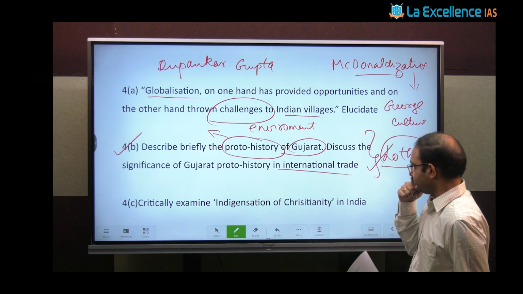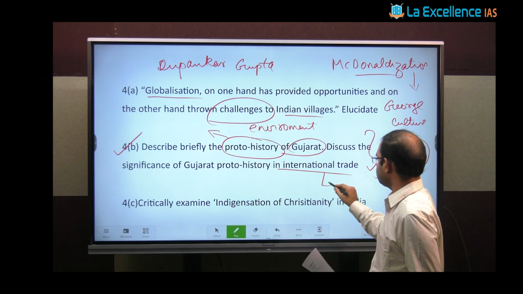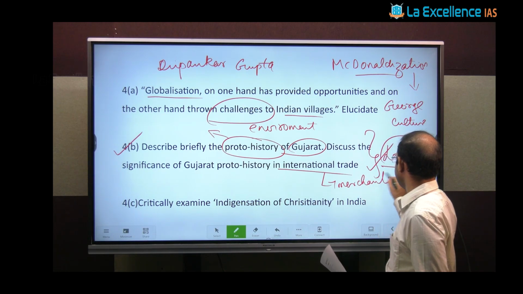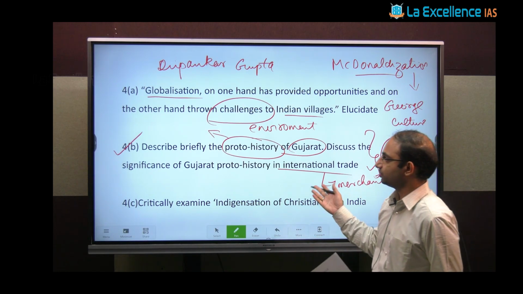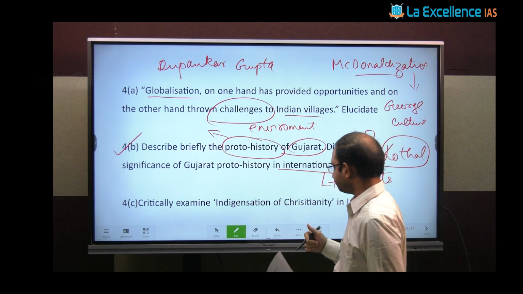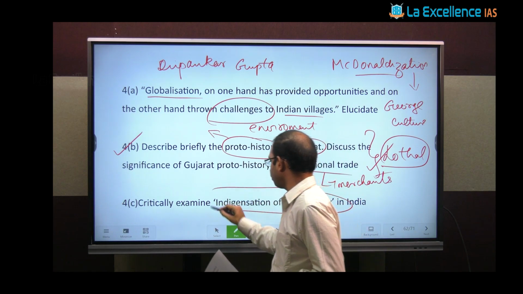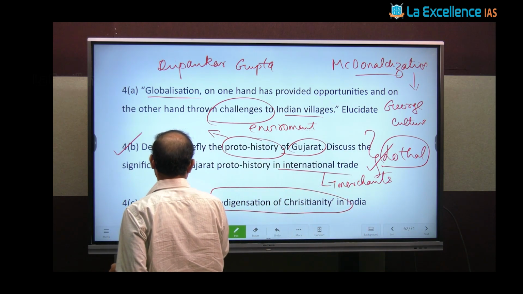Next, because of this trade, merchants as a class were a powerful section, and some scholars believe that merchants could have been the ruling class in the case of IVC. And next, examine the indigenization of Christianity. This is a very good, interesting analytical question.